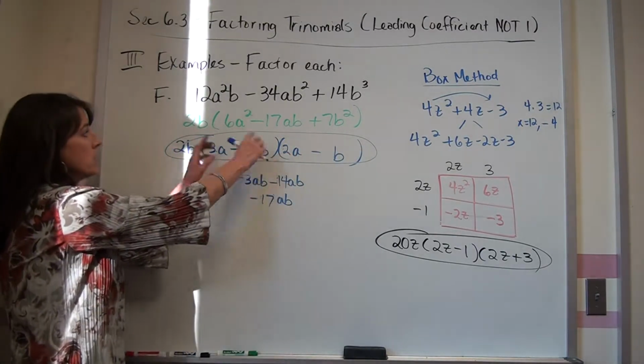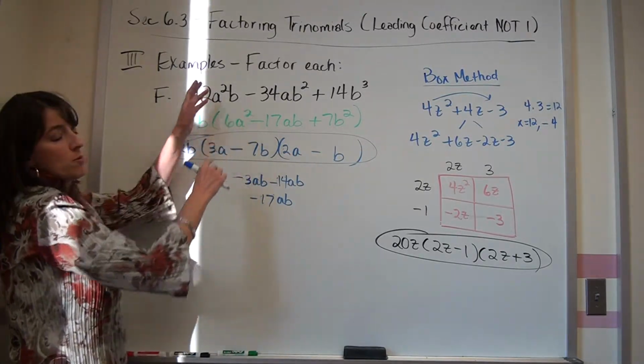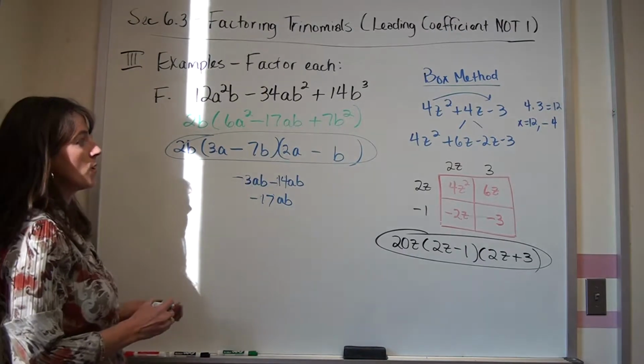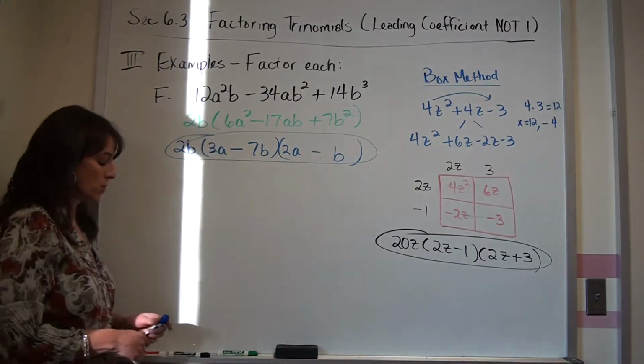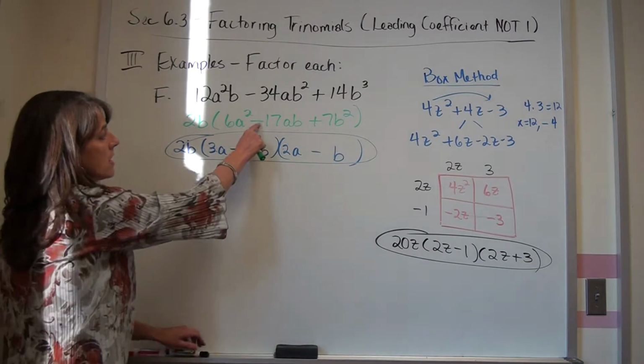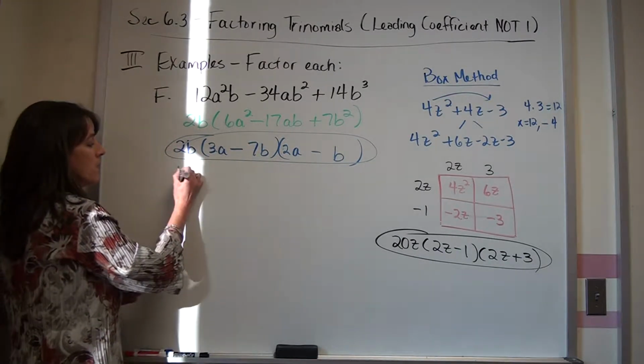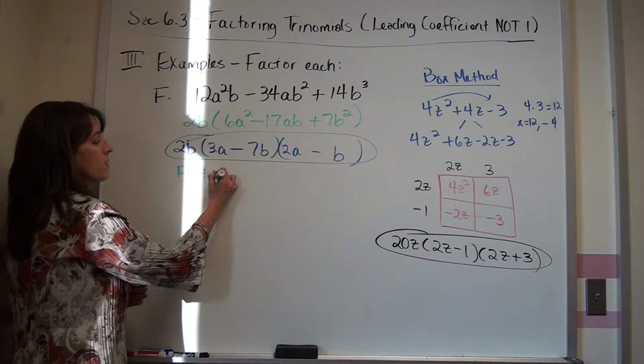And I can FOIL this, which gets me back to here, distribute the 2b through, which gets me back to the beginning, so I know I'm right. And like we said before, if that guess and check is a little bit too cumbersome, then you can certainly take right here and do it by any of those other three methods, like factoring by grouping.